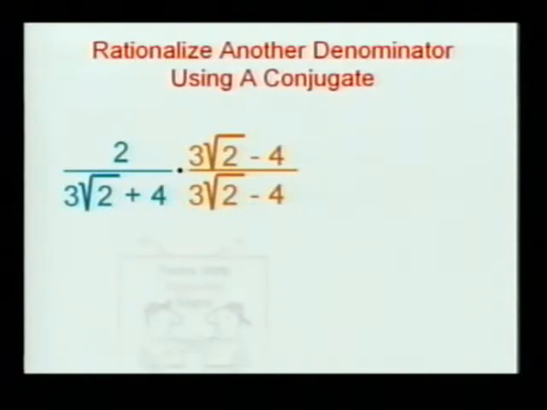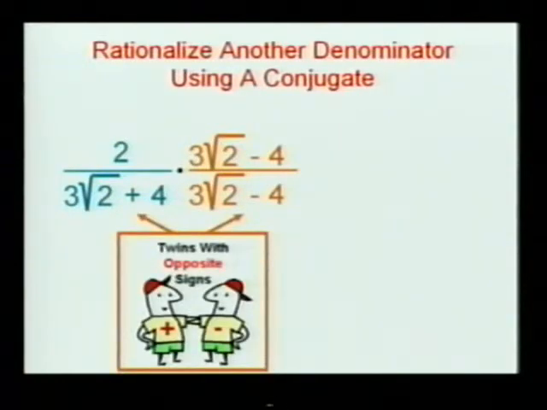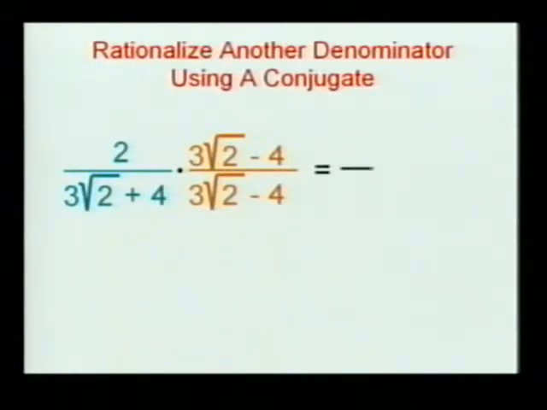Okay, let's try one more. Here I come to save the day. See how this is the conjugate of 3 radical 2 plus 4? 3 radical 2 minus 4. Twins with opposite signs. Hopefully, he'll clean up. I'm promising you that it'll happen.